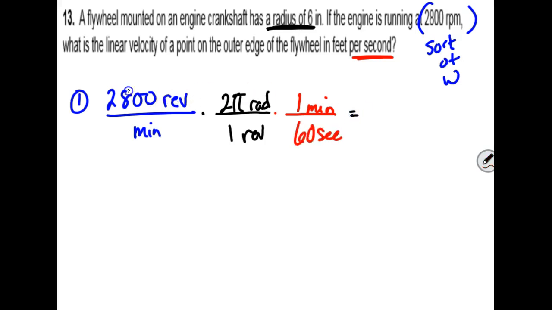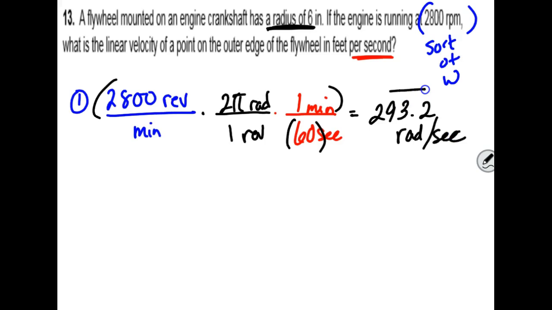All right, on your calculator, 2,800 times 2 pi divided by 60. I think you get 293.2 radians per second. So that was angular velocity in radians per second. They want linear velocity. Read carefully, because it almost tripped me up first hour. Feet and inches. All right, so we know this next step is easy.